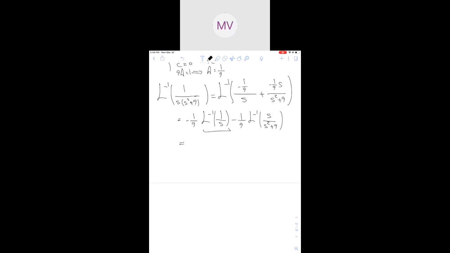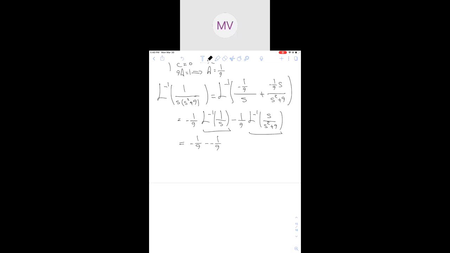What's that one? What function is that? You can go back to your table. It's 1. There you go. It's 1. So it's 1/9 minus 1/9.